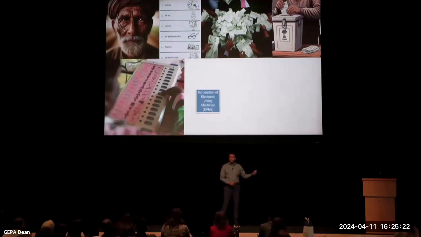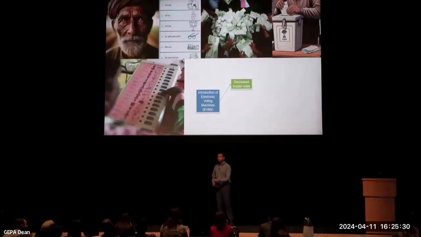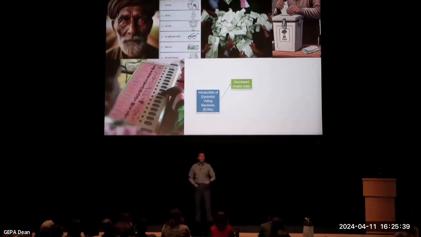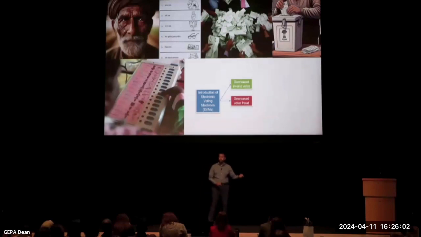And when I looked into the data, I found that introduction of EVMs actually led to significantly fewer invalid votes. This is because EVMs make voting really easy. It's as simple as clicking a button. And there are pictures of each candidate beside each button. It can even read aloud the name of the candidates. So you don't need to know how to read. That makes invalid votes impossible.